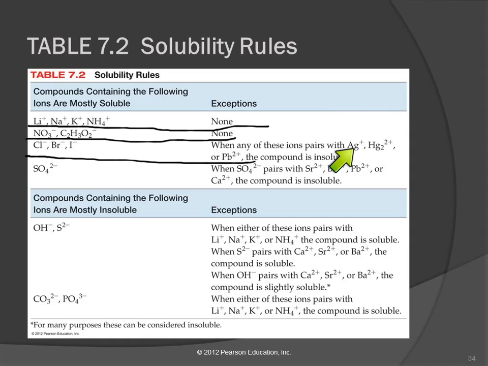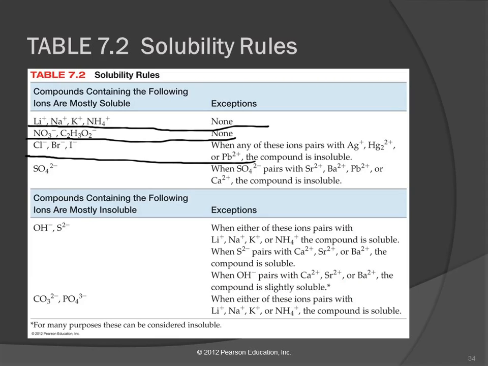If you've got silver chloride, silver bromide, silver iodide, not soluble. If you've got mercury 1, Hg2 2+ with that, or if you've got lead 2+, not soluble. Sulfate compounds are generally soluble, except with these guys. Then the bottom part of the table, these are mostly insoluble. So hydroxide and sulfides are insoluble, except for a few. So if you've got sodium, lithium, potassium, or ammonium, it's going to be soluble. Sulfide is soluble with these guys, hydroxide soluble with those guys.